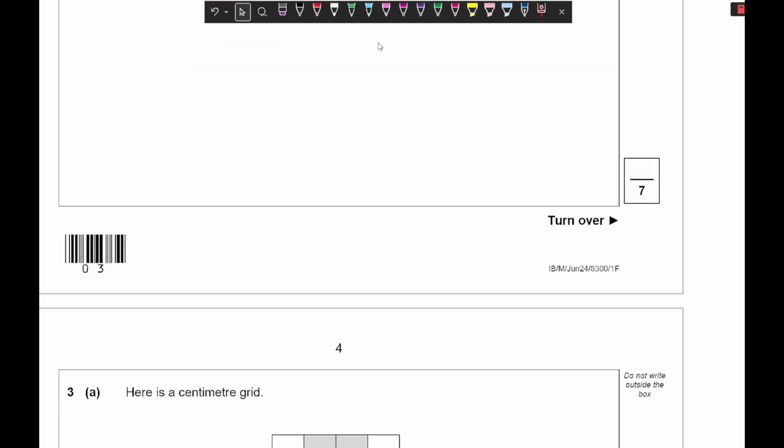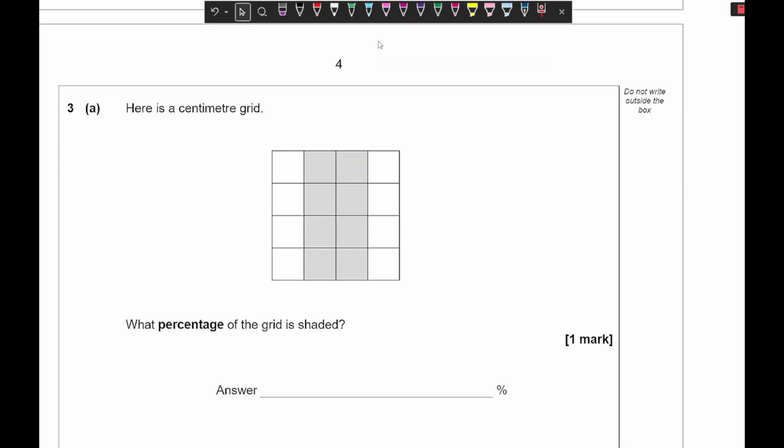Moving on to our next question, it says here is a centimetre grid. What percentage of the grid is shaded? Well, from this, if we count, we've got 8 out of 16, which gives me a half, and a half as a percentage is 50%.